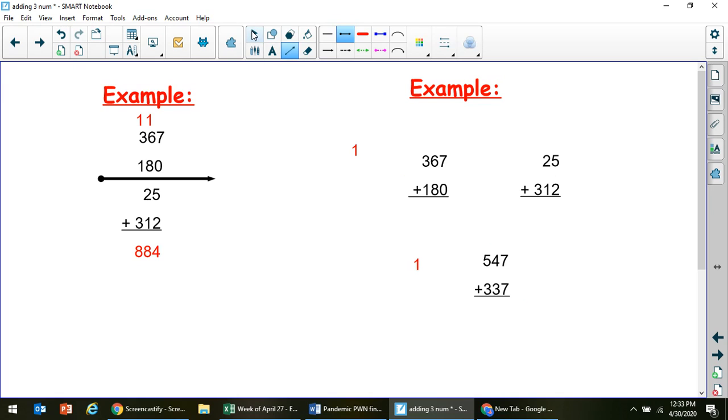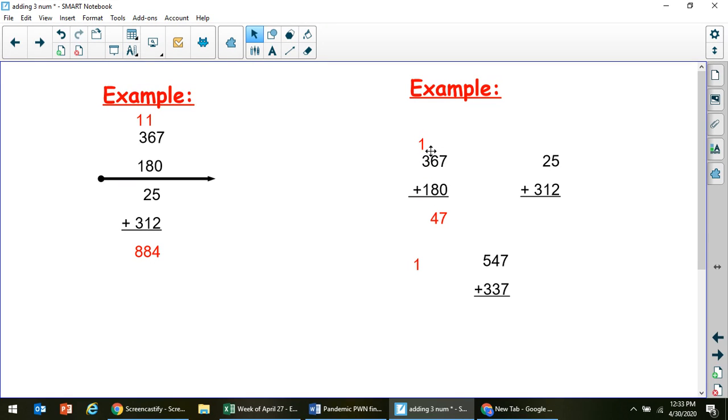Let's work on the first one first. So I have 367 plus 180. Well, 7 plus 0 gives me 7. That was nice. And then I have 8 plus 6. 8 plus 6 is what? Hopefully you shout it out. 14. Ooh, I'm not going to bring that one down.